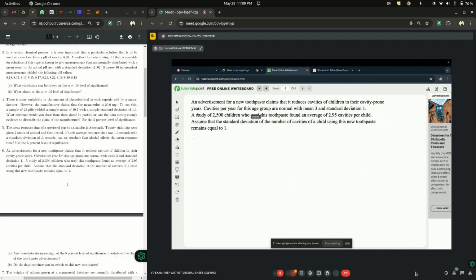Don't worry. So the question is: an advertisement for a new toothpaste claims that it reduces cavities in children in their cavity-prone years. Cavities per year for this age group are normal with mean 3 and standard deviation 1. What is given here? Mu is 3, standard deviation is 1. Correct. So mean is 3, and standard deviation is 1.